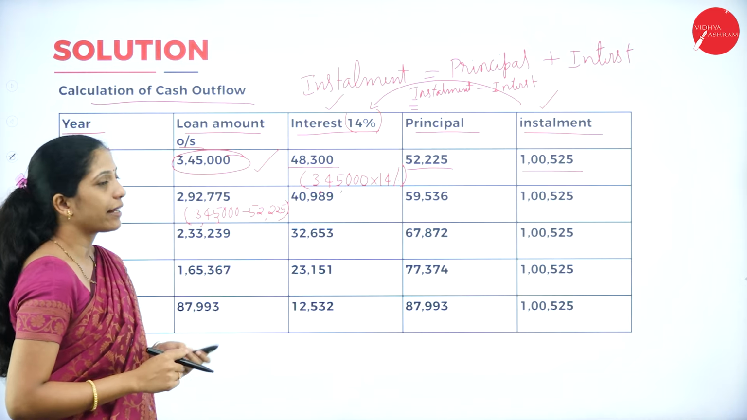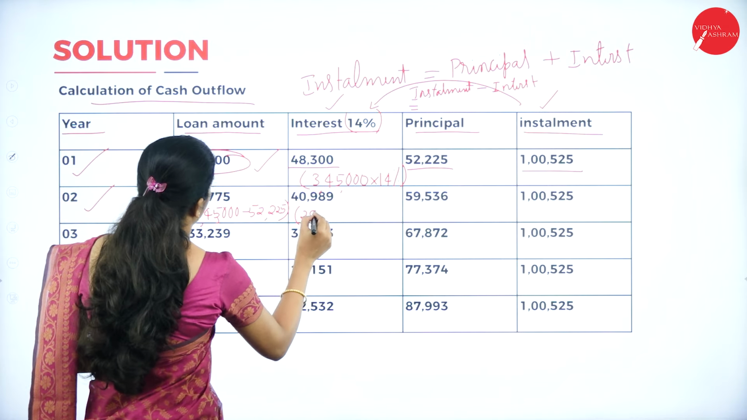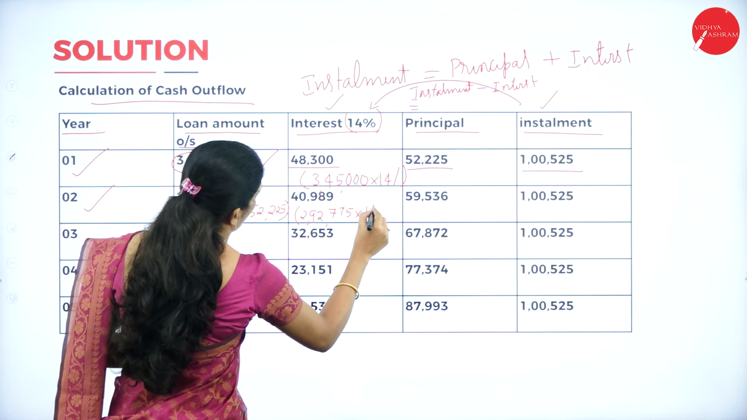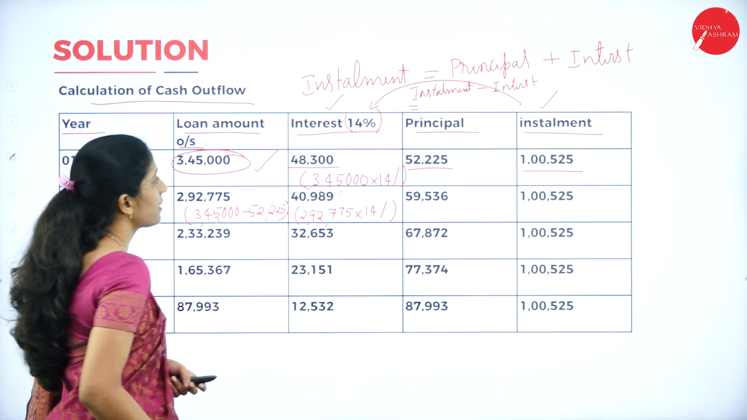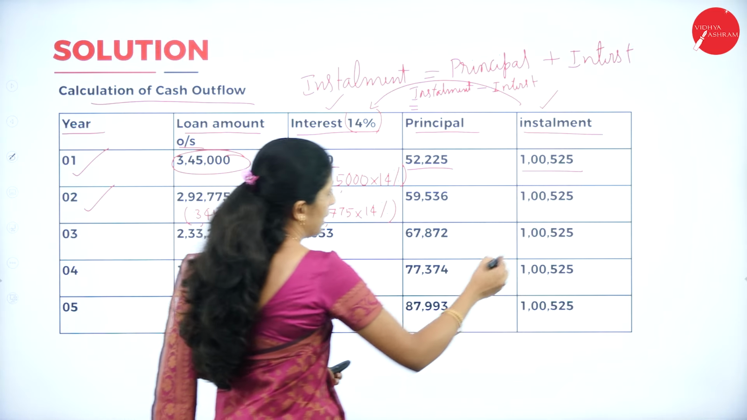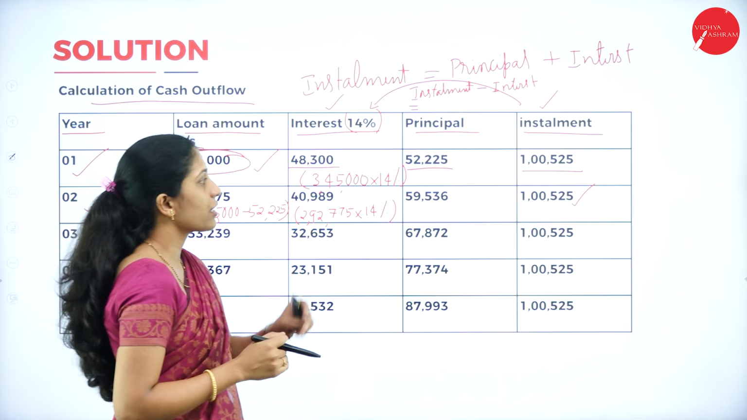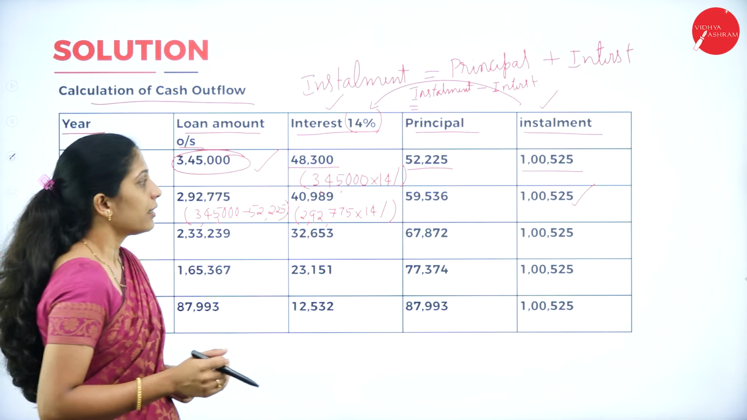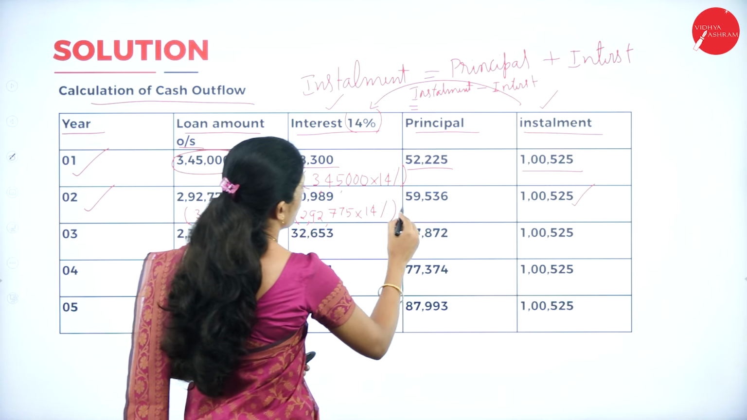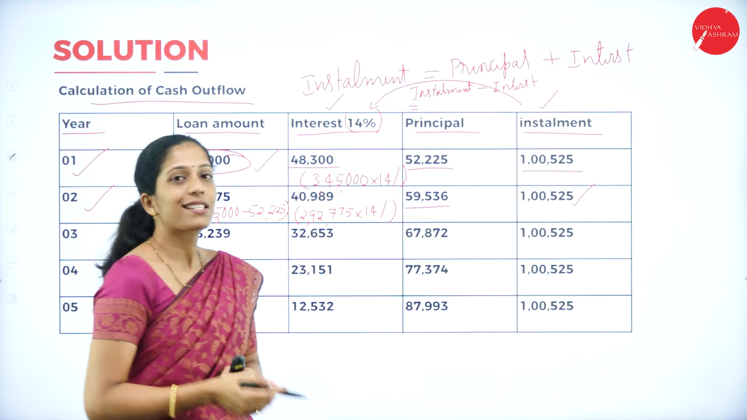Now, in the same way, calculate the interest. That is on 2,92,775 into 14%. So we'll get the interest 40,989. Now, we know the installment amount. So installment amount remains the same for all the 5 years. It is 1,05,25. Now, how to calculate the principal? That is installment minus interest. So we'll get the principal 59,536. So this is about the second year.